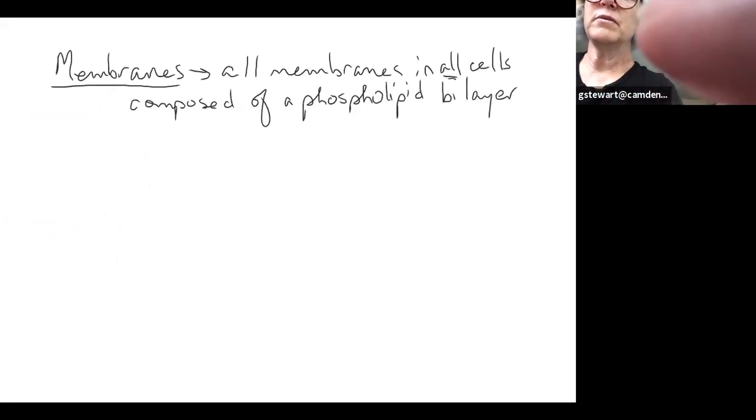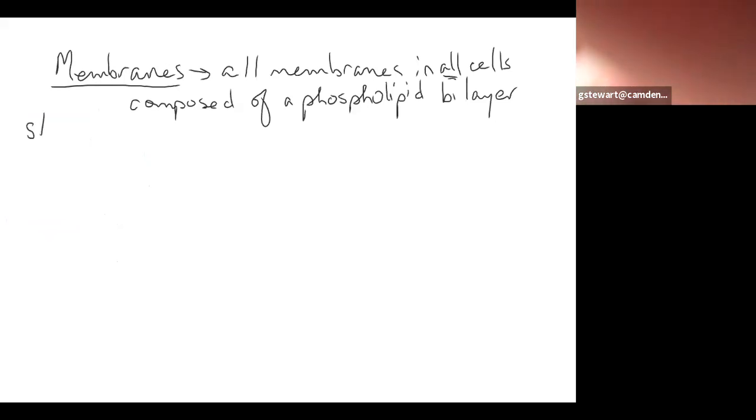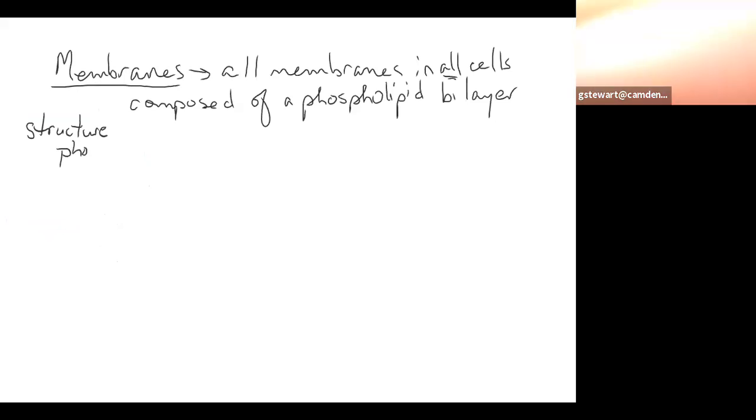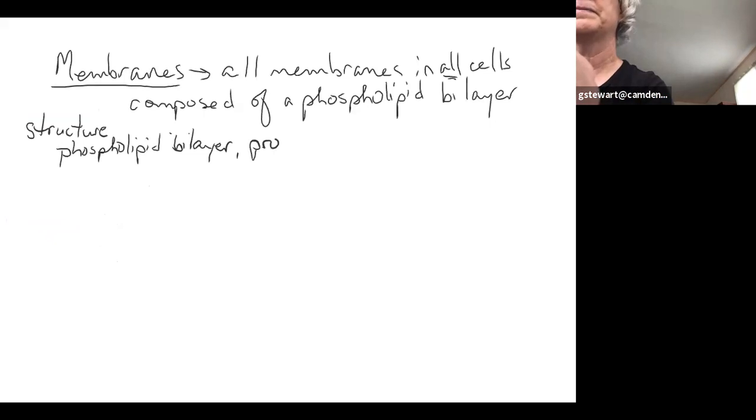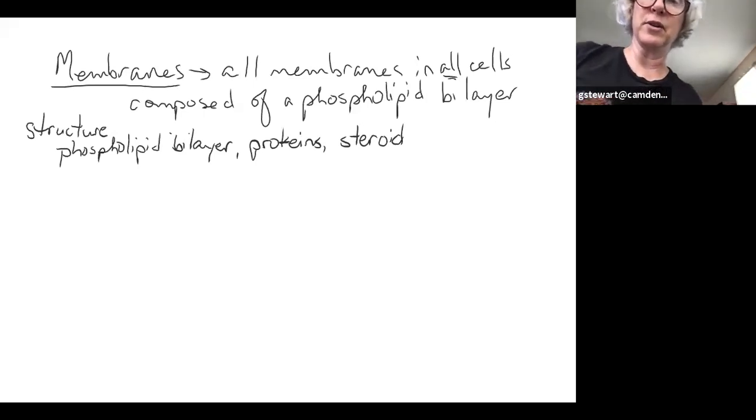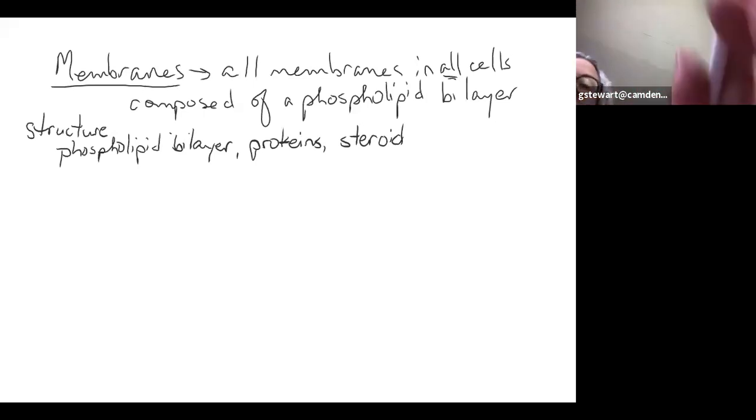So we start with, again, a picture of the components of the membrane, because we always do structure first and then function. And the structure of the membrane is composed primarily of phospholipid bilayer, proteins, and some sort of a sterol or steroid. In the case of animal cells, that's going to be cholesterol. So let's give this a draw here.